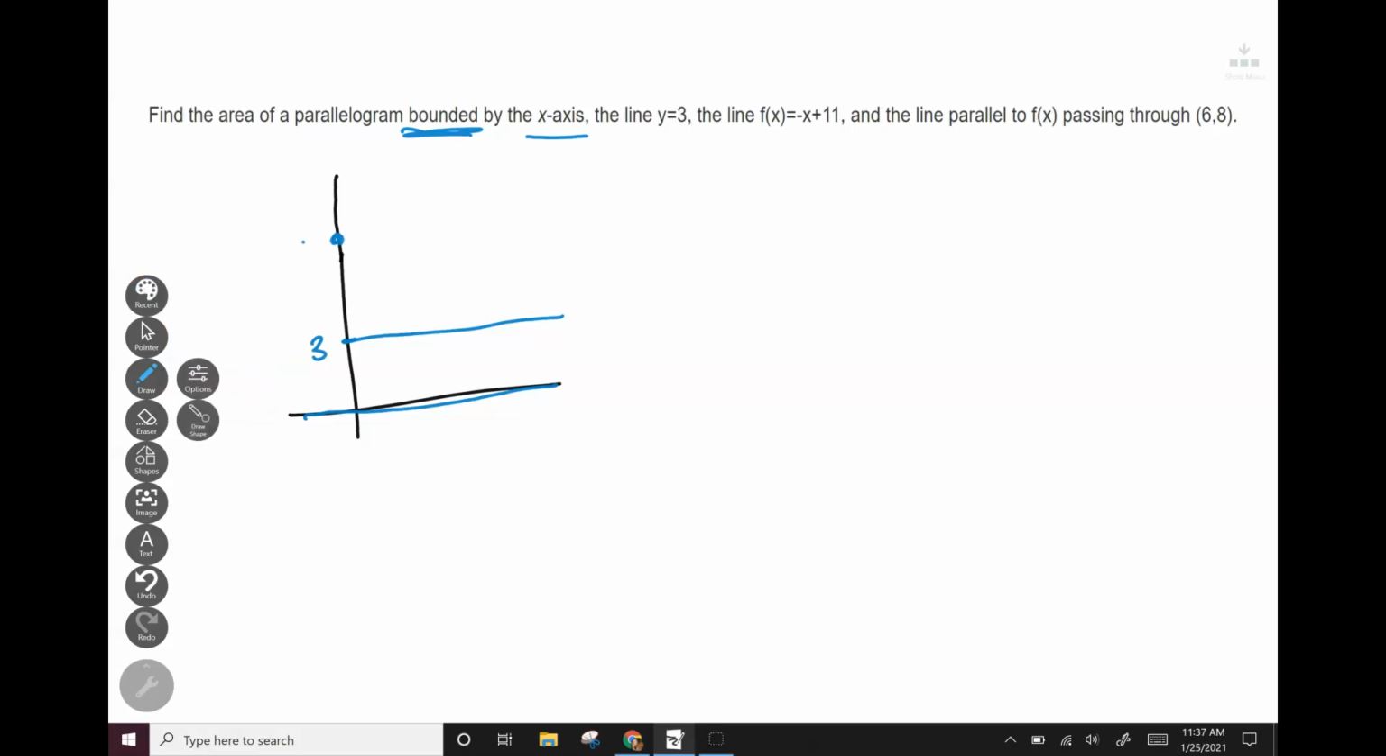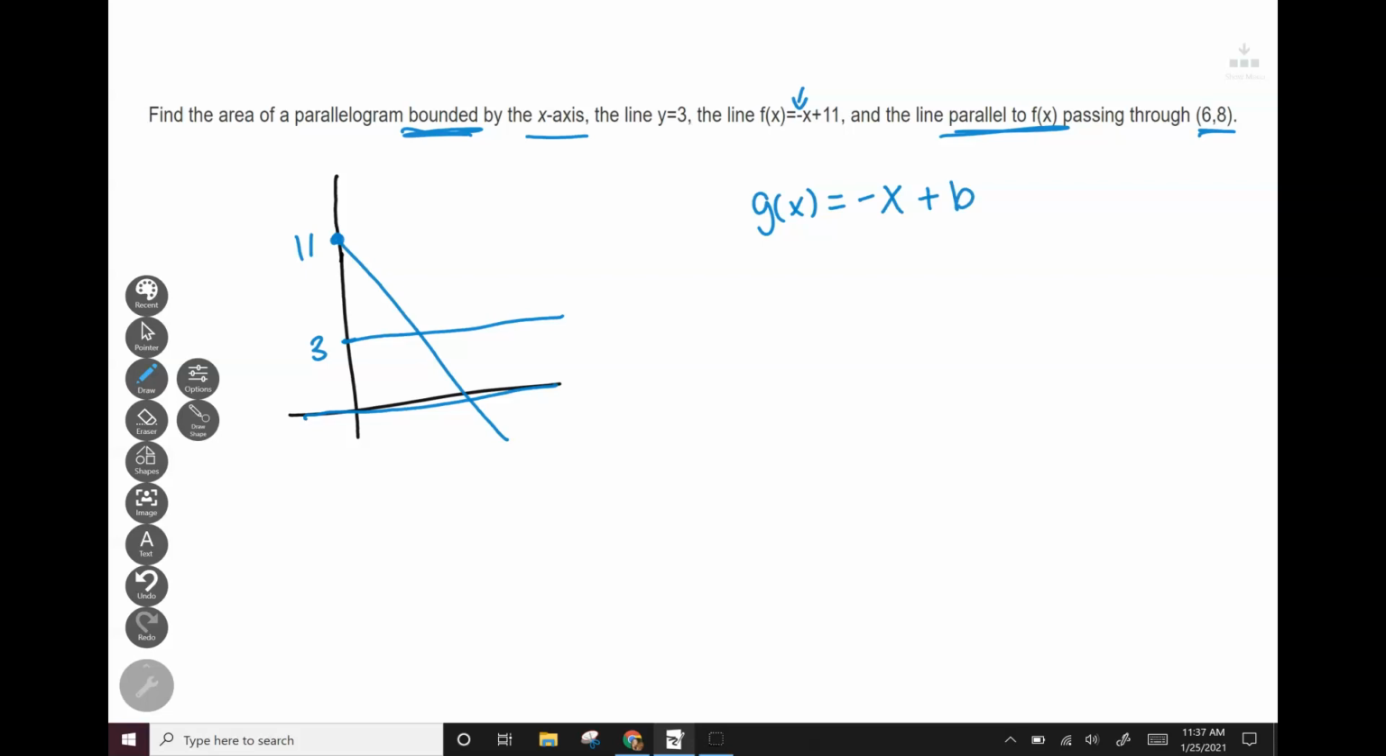Doesn't have to be drawn to scale, it's okay. Negative slope, so it's going to be going down like that. And then we also have a line parallel to f of x passing through the point (6, 8). So let's call that g of x. If it's parallel to f of x, then it has a negative 1 slope, so negative x. But we do not know the y-intercept for that function.